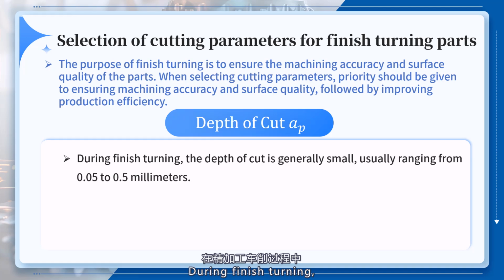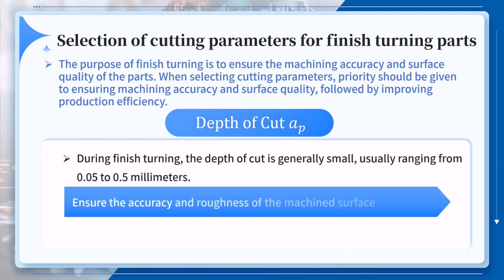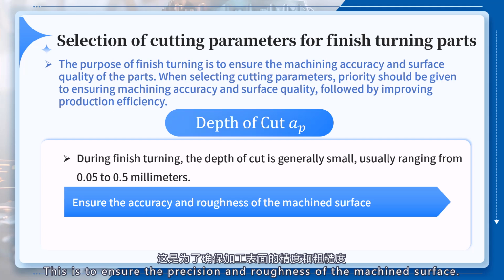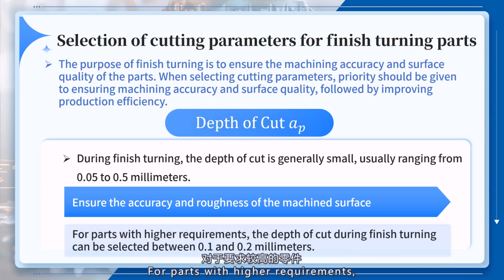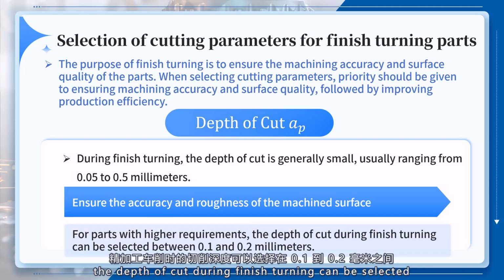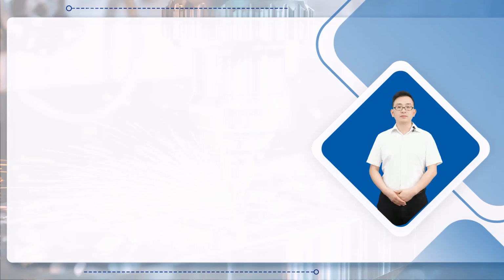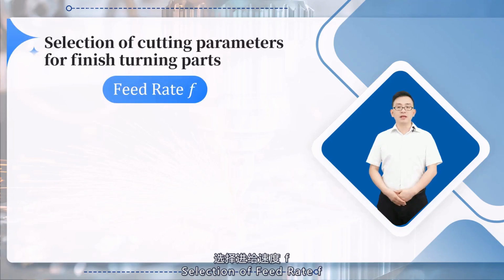During finish turning, the depth of cut is generally small, usually ranging from 0.05 to 0.5 mm. This is to ensure the precision and the roughness of the machined surface. For parts with higher requirements, the depth of cut during finish turning can be selected between 0.1 and 0.2 mm. Selection of feed rate, f.